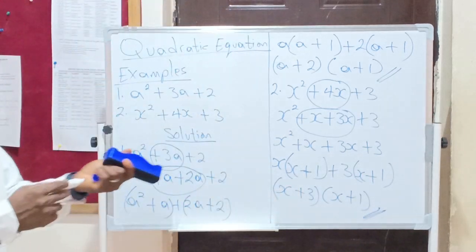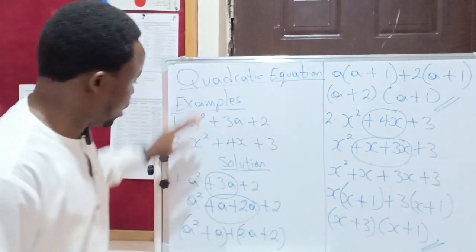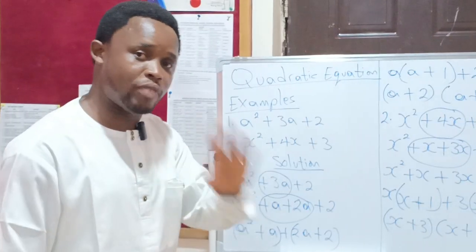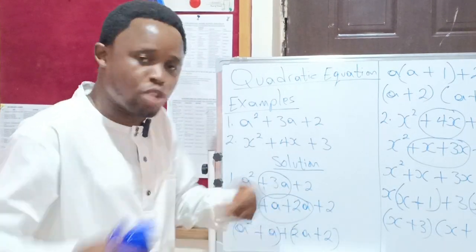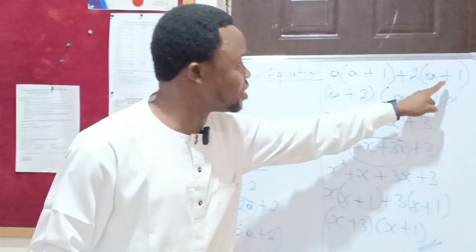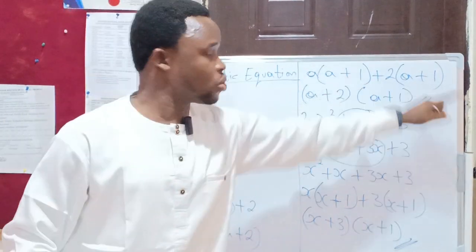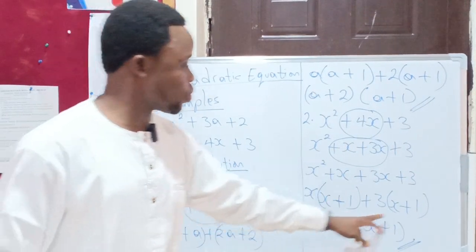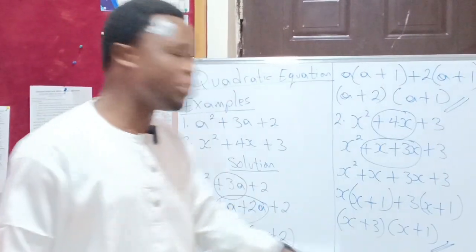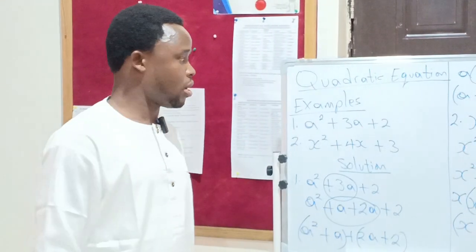This is the answer. Now, one secret here is that when you are solving it, for you to know that the two values you thought of are correct, they have to give you the same value in the brackets. Look at this one, a plus 1, a plus 1. Look at this one too, s plus 1, s plus 1. So if they don't give you the same value, know that something is wrong with your solution. Are we getting it now?